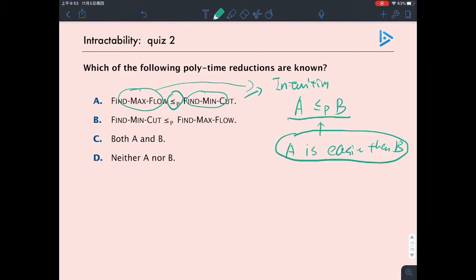So the ground truth, what we have known from the lectures we did in the past two weeks, is that the problem of solving max flow is roughly the same as the problem of finding min cut. Let's just recall that.